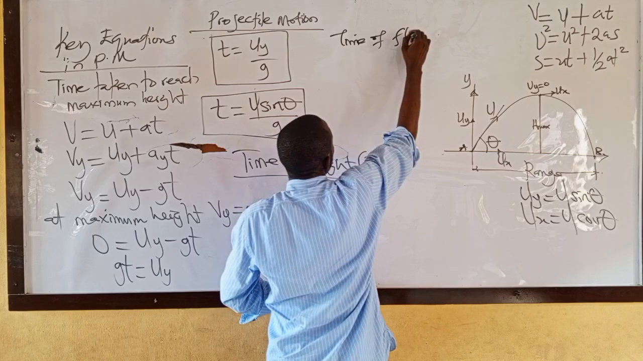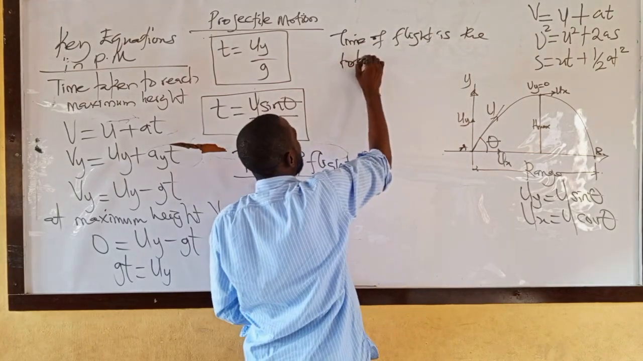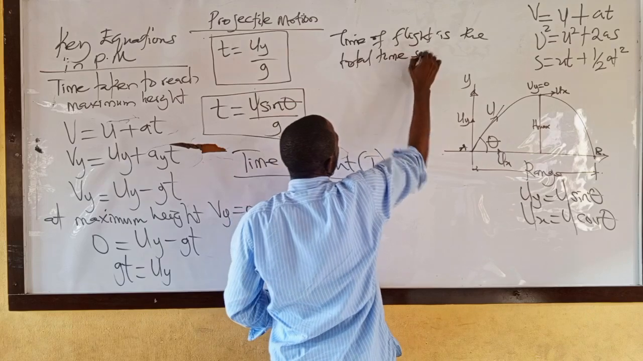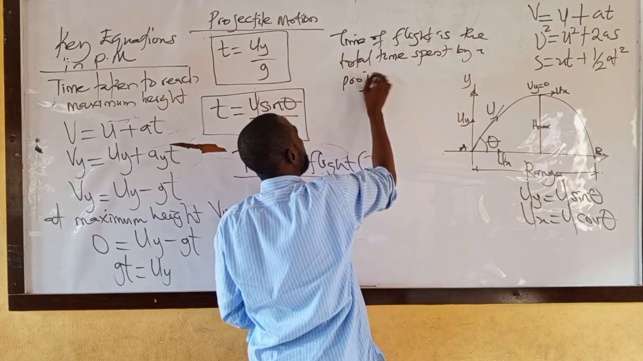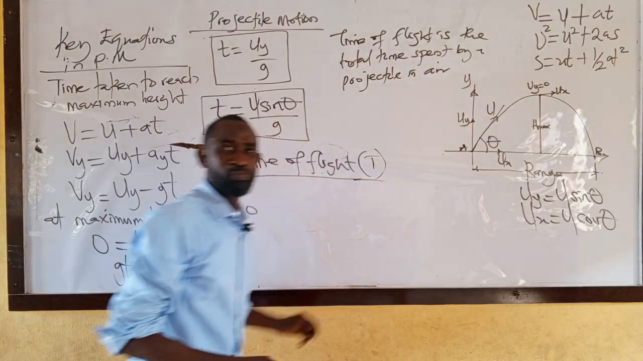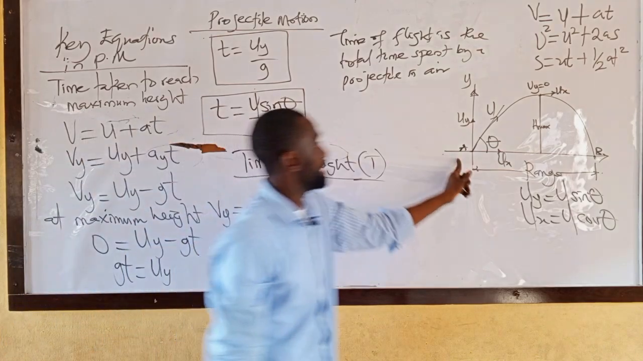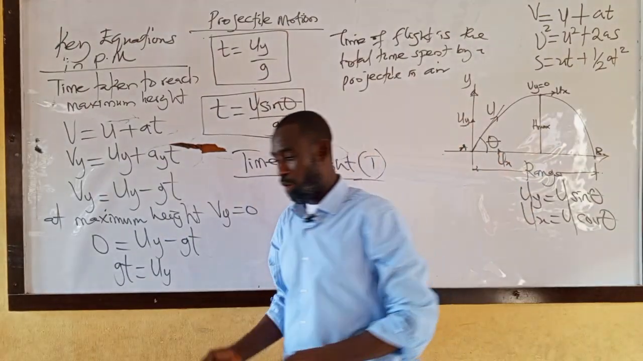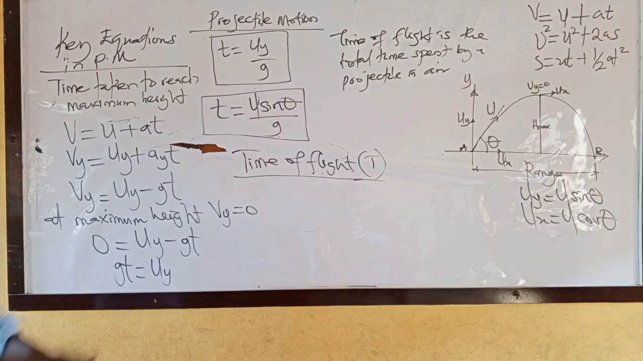Time of flight is the total time spent by a projectile in air, the total time spent during the course of its entire motion. From here to here is the entire motion. So let us go for time of flight.